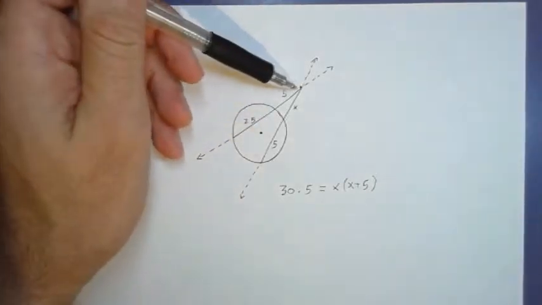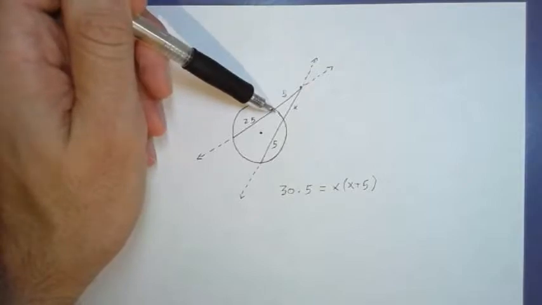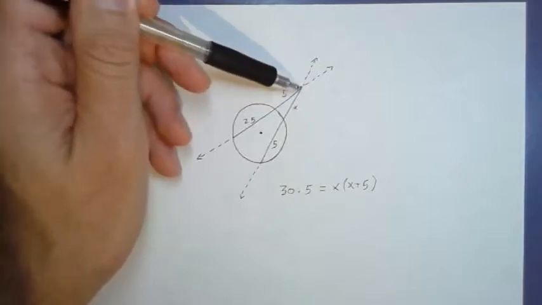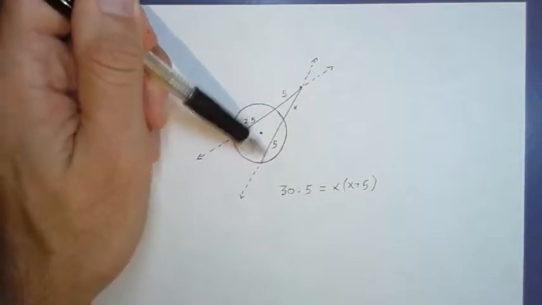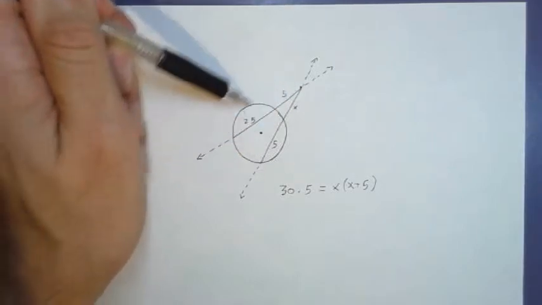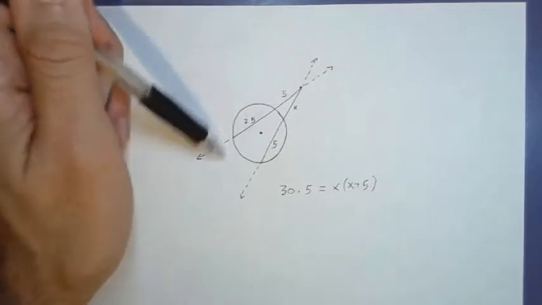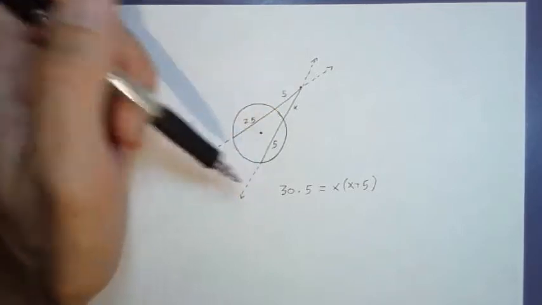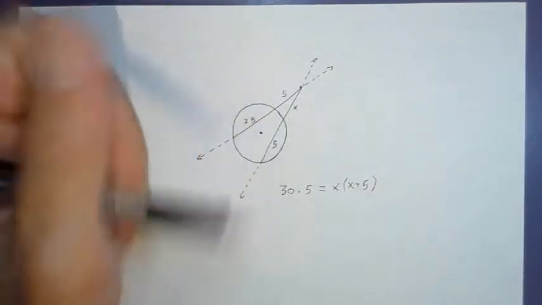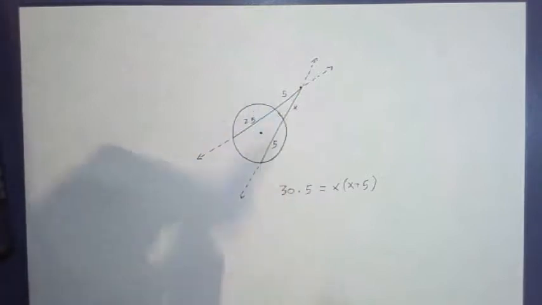The product of the secant and its external length is equal to this secant and its external length. This circle is tying these two together, and the fact that they intersect gives us a circle property relationship that allows us to define a relationship for which we can solve and find an unknown.